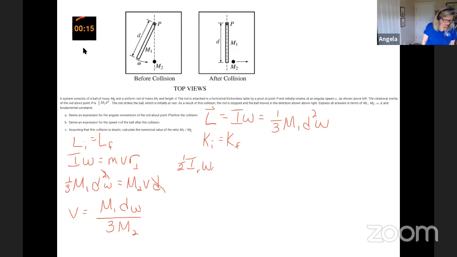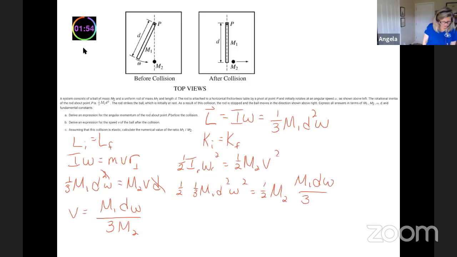Omega rod squared equals 1/2. The point mass is moving linearly, so it'd be m2v squared. So the rotational inertia of the rod is 1/3 m1d squared, and then its angular speed is omega. And we just found v, so why don't we plug that in? m1 d omega over 3 m2. I'm imagining we can cancel some stuff. So let's cancel one of these d's, one of these omegas.